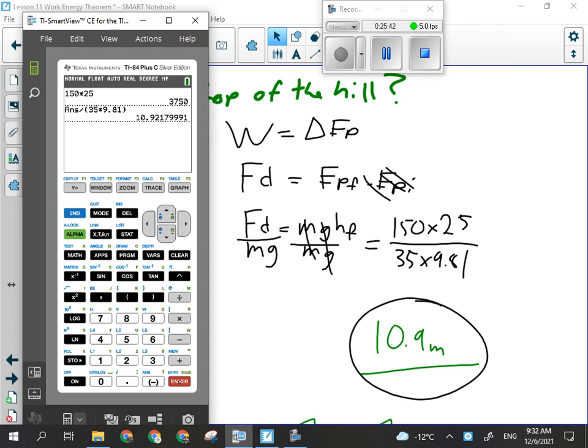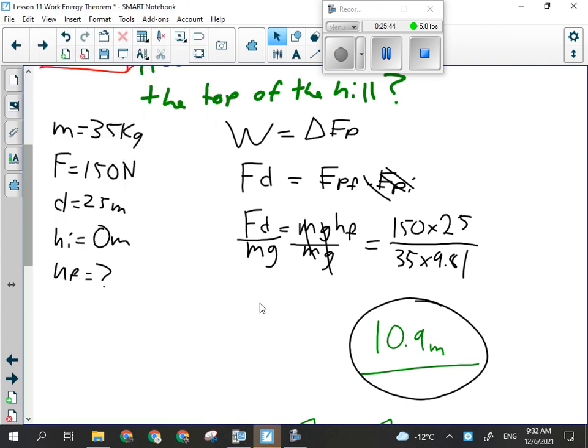So 10.9 meters is our height of the ring. Everybody all right with that one?